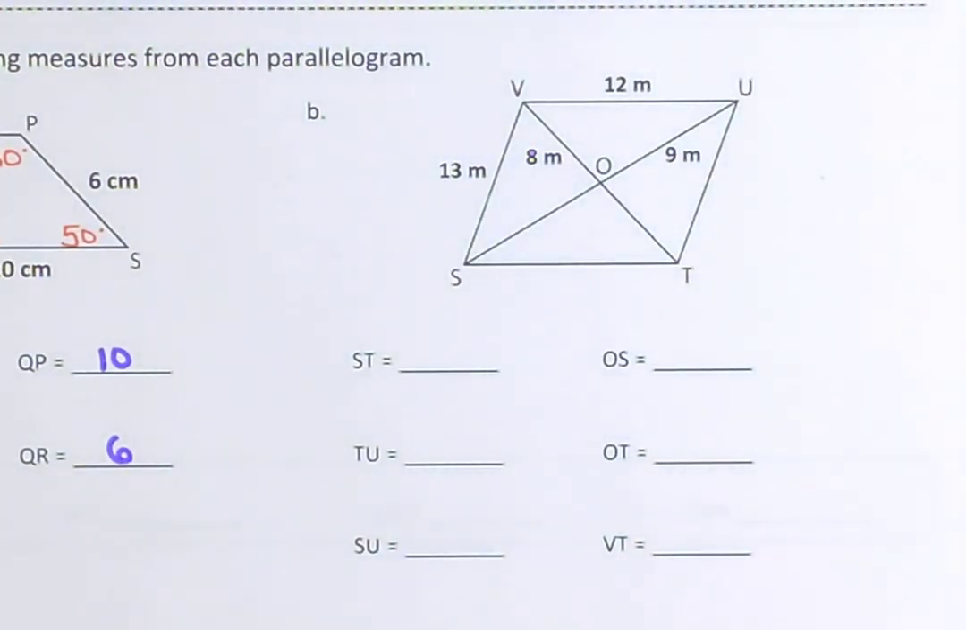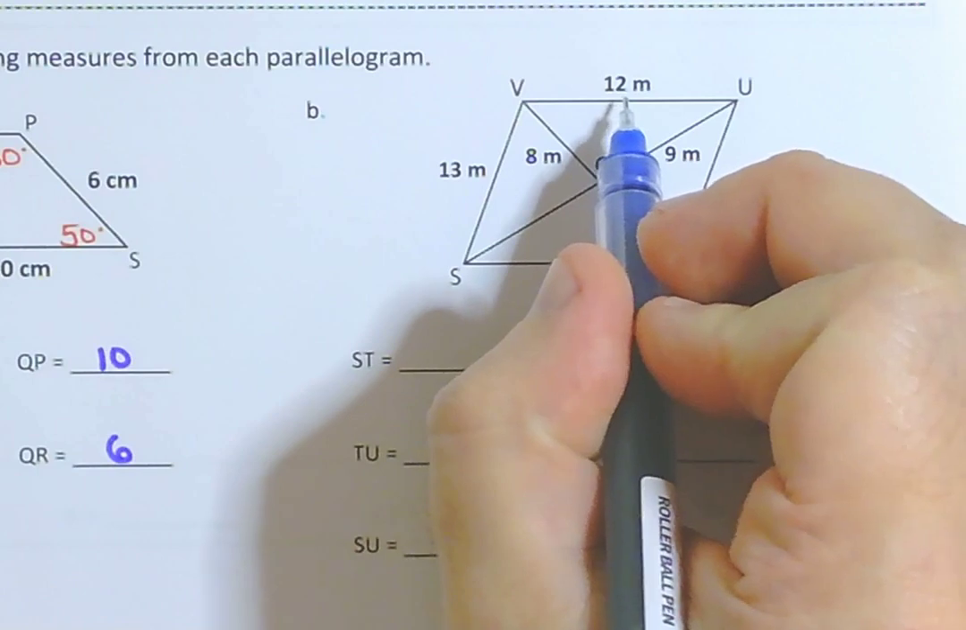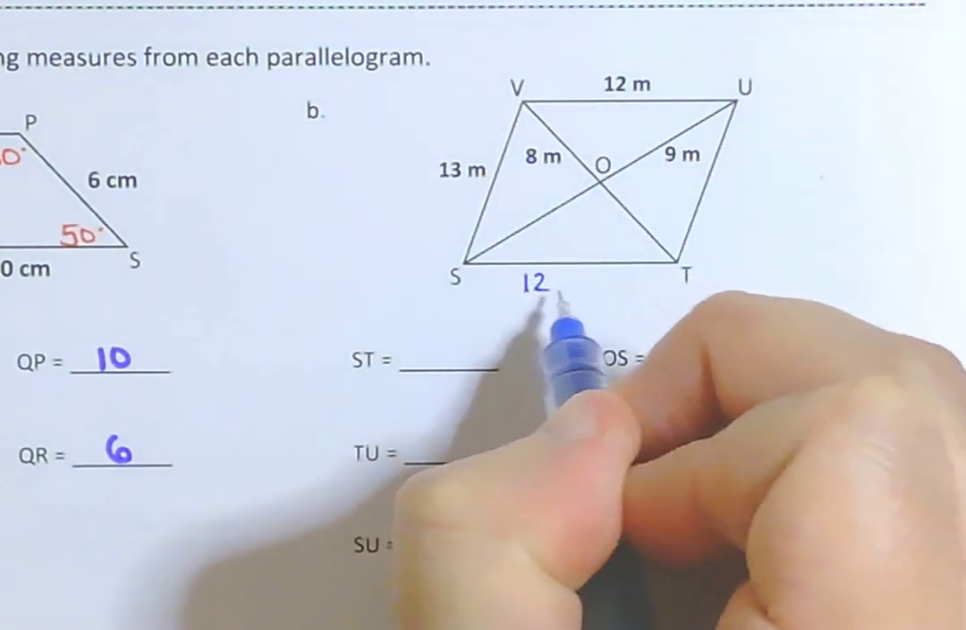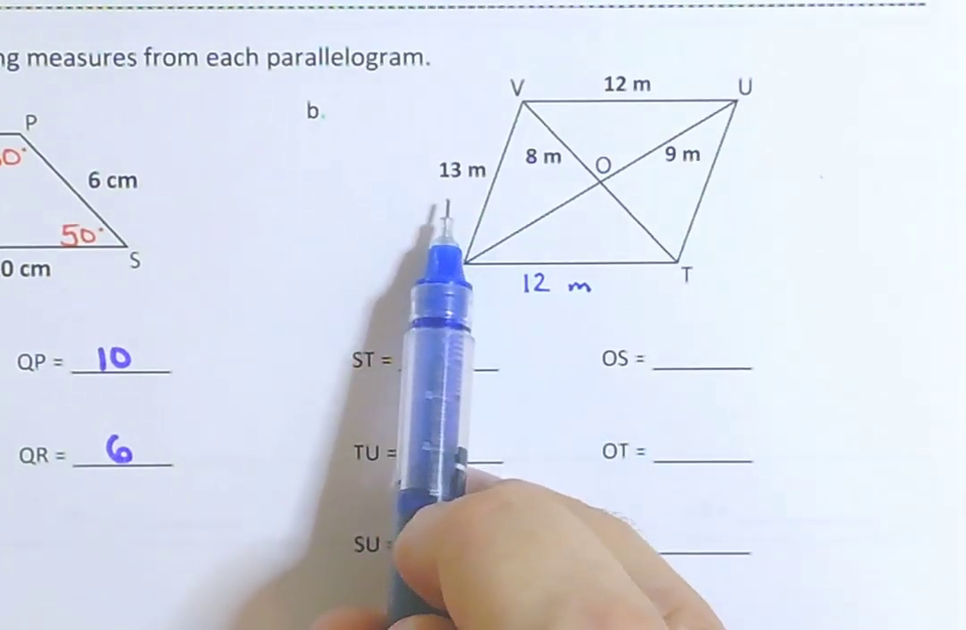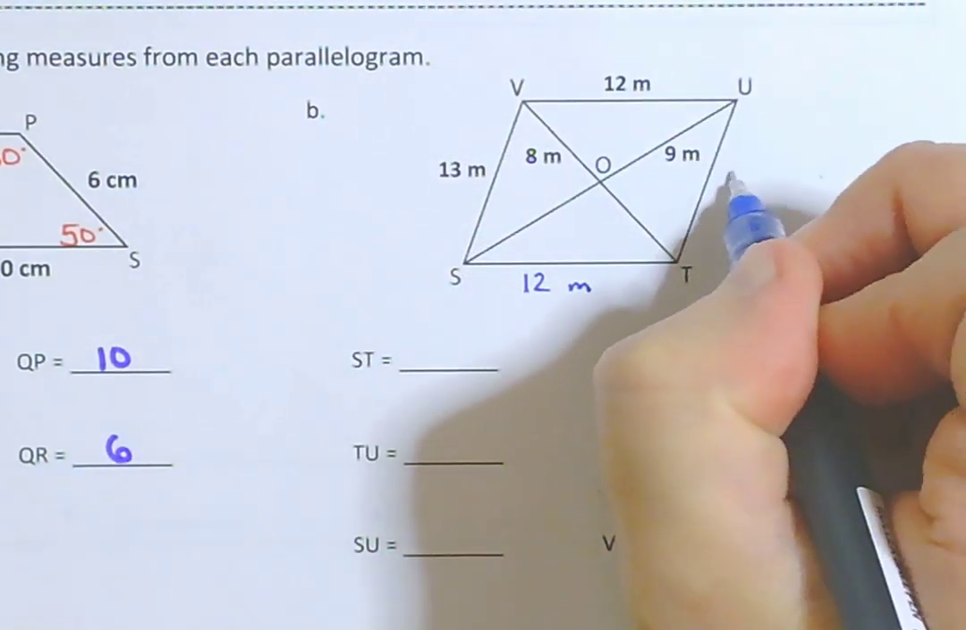All right, so for B, we're not told any angle measures, so we're not going to worry about angles in this one. All we're going to worry about is the side lengths and then the following segments inside based off the diagonals. So again, let's go through our different properties. Opposite sides are congruent. So if the top is 12 meters, that means that the bottom is going to be 12 meters because it's opposite. If the left is 13, that means the right is going to be 13.